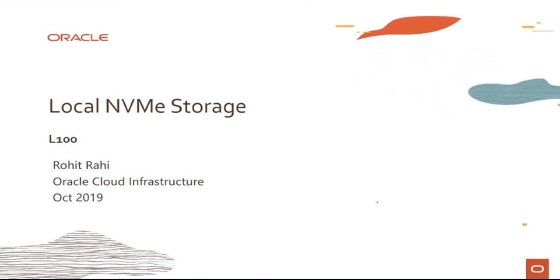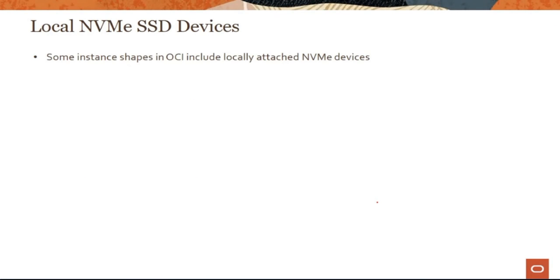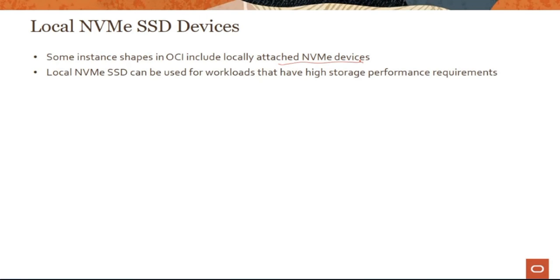Okay, so let's move on and talk a little bit about local NVMe storage. In this section, we are going to cover local NVMe storage, and in the next module, we are going to talk about block volumes. So what do we mean by local NVMe storage? In OCI, some instances have locally attached NVMe devices. What this means is if you have applications with very high storage performance requirements, lots of throughput, lots of IOPS, local storage, you don't want to go through the network, you would use these local NVMe devices.